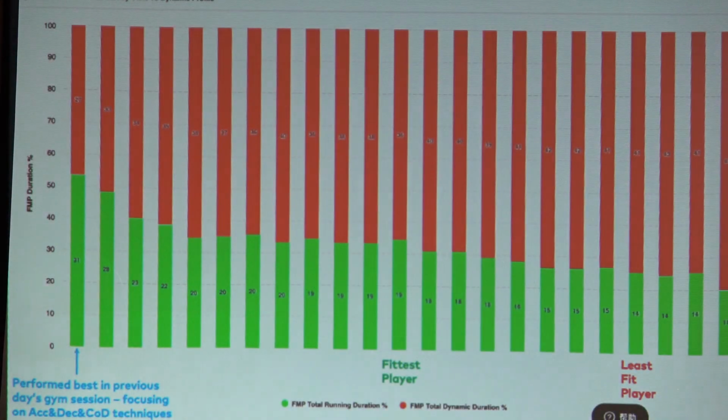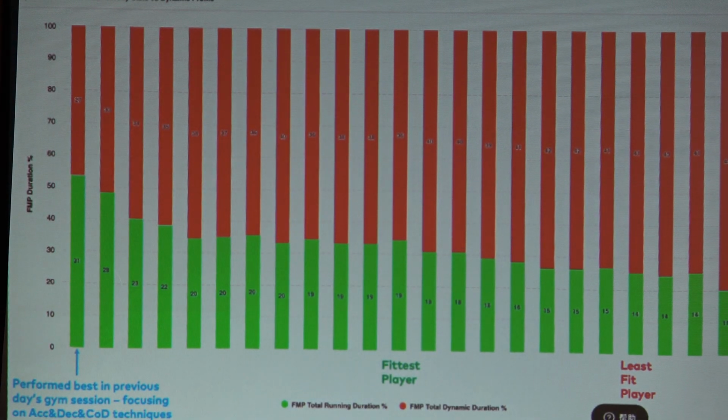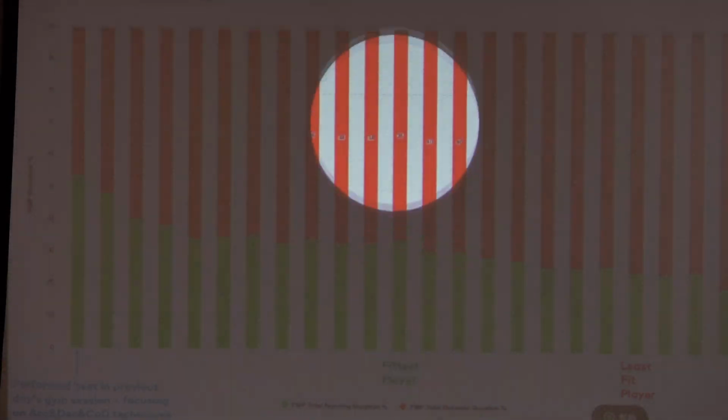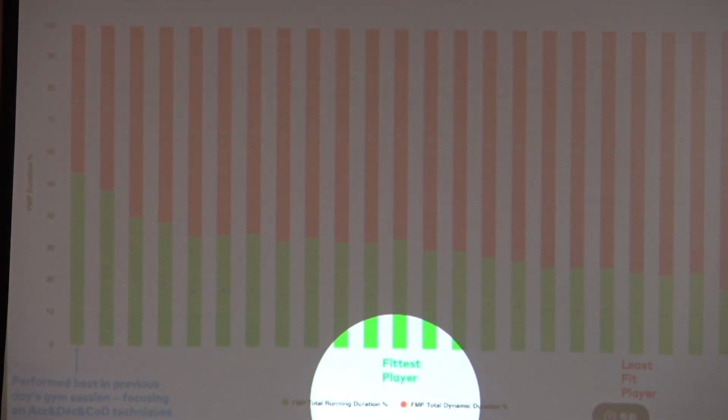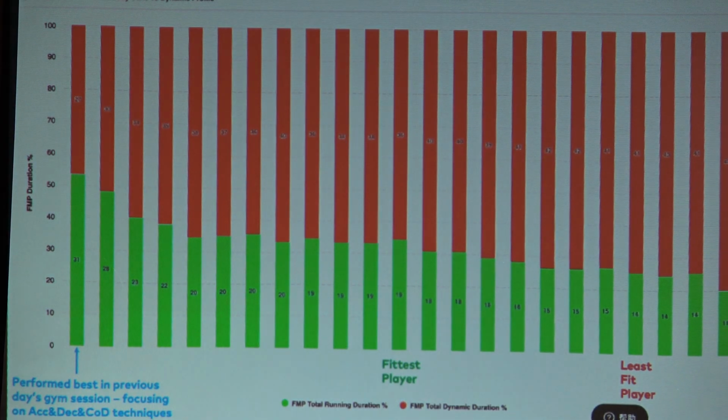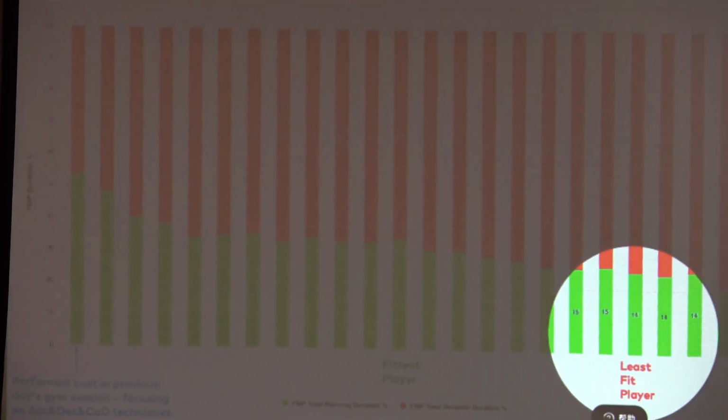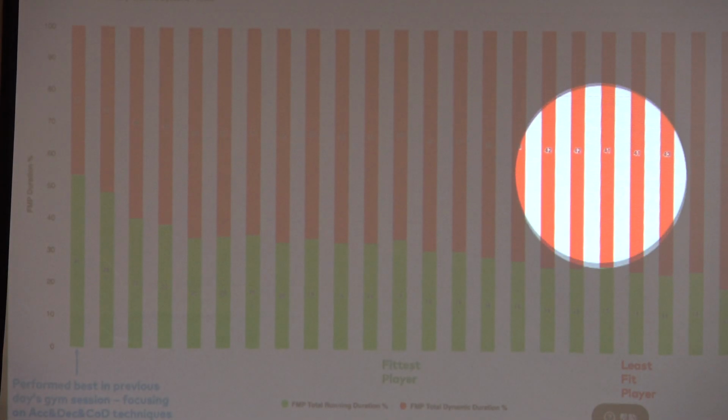And from the UU test result, from the distance and from the levels, the fittest player is actually here in the middle. And the least fit player is here from the UU test results.